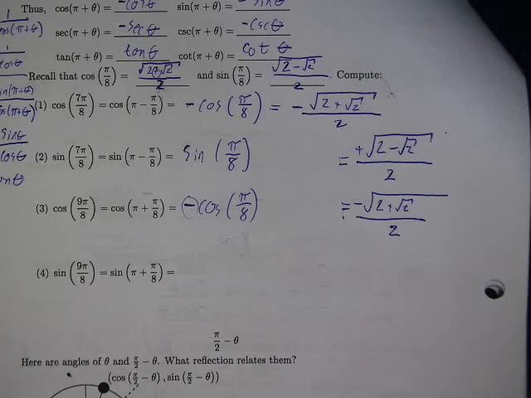pi over 8. Is the cosine of pi over 8 equal to the square root of 2 plus the square root of 2 all over 2? So there's the argument for that.